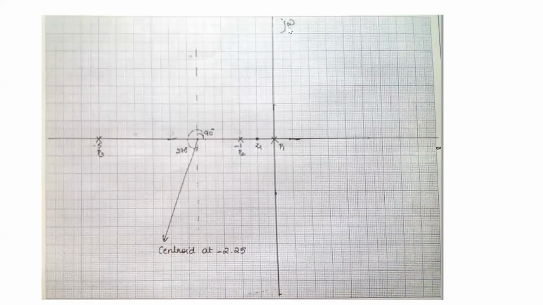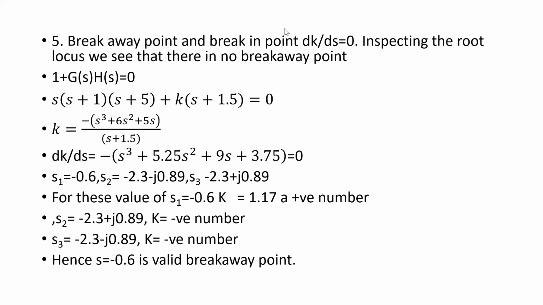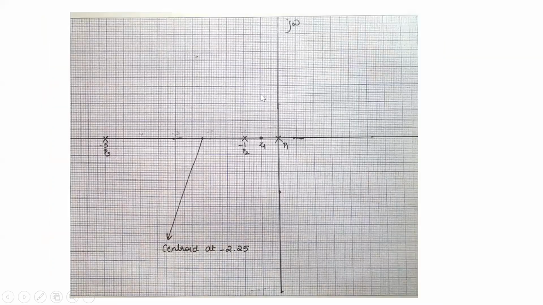This is the 0 that we have. We have the 0 at this point here. This is 1.5. Then the centroid is at minus 2.25. This is not the 0, we don't have it here. The 0 is here. At 1.5 we have the centroid.